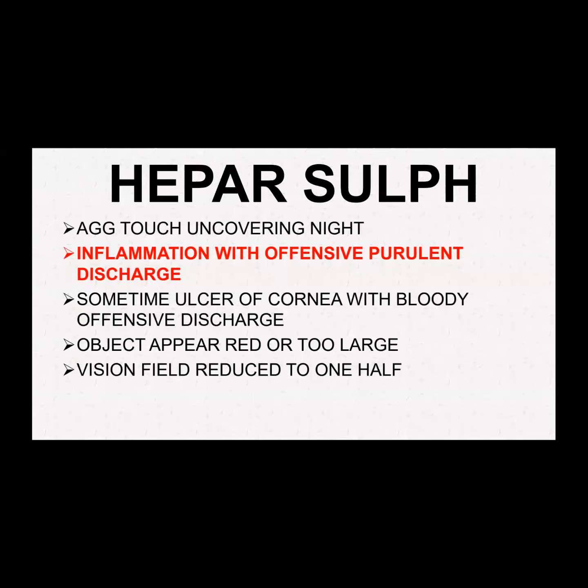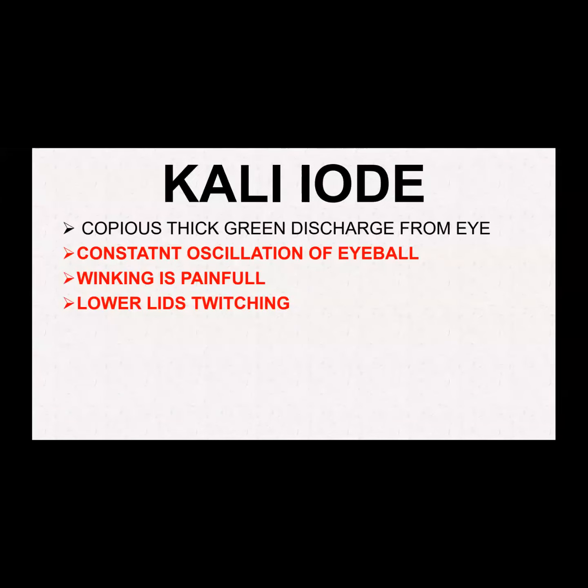Now the pathology is going to be somewhat syphilitic, so a syphilitic medicine will be used. The next medicine is Kali iode. In Kali iode, there is a copious thick green discharge. The discharge will be greenish, and the most important symptom is oscillations of the eyeball.